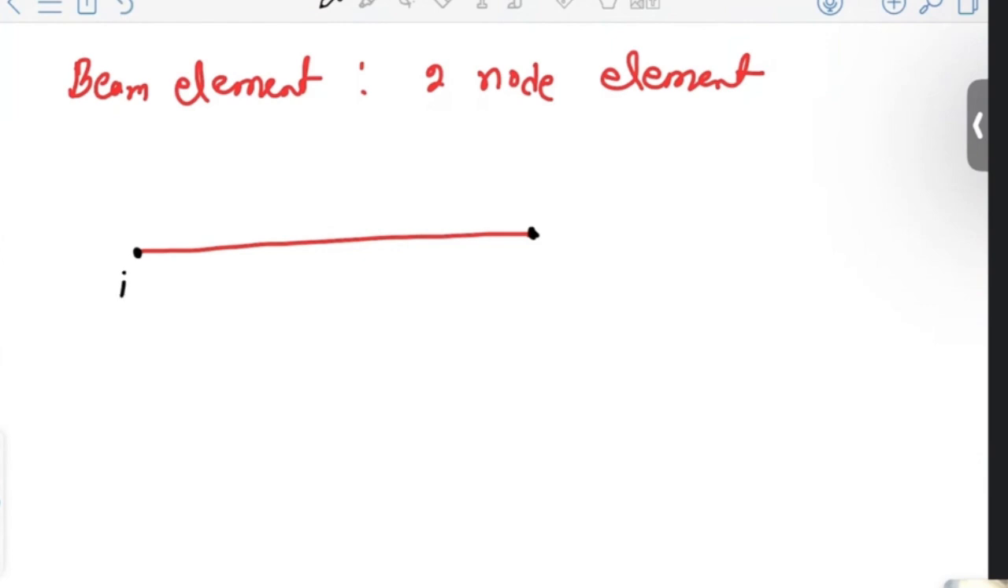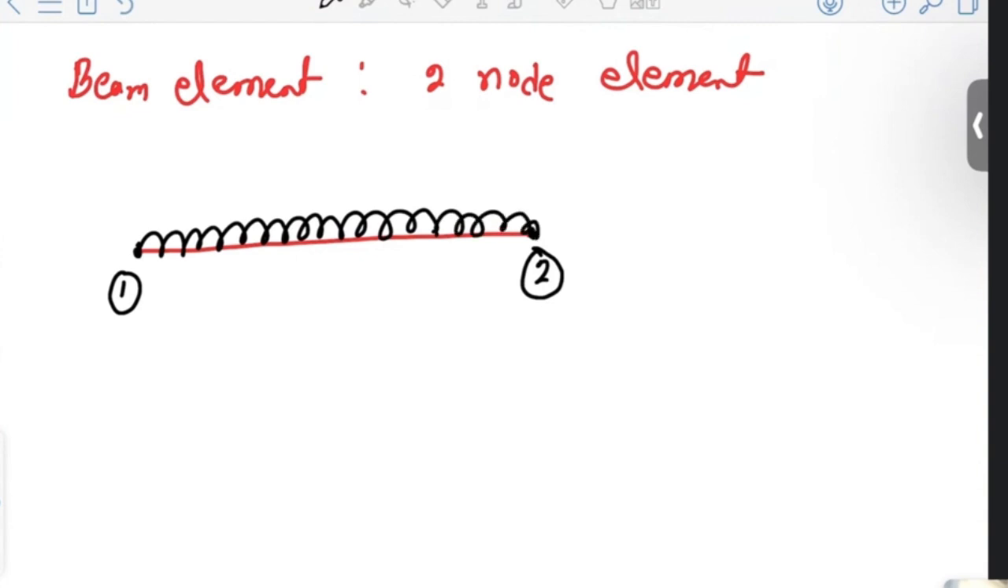Okay. So this is node one, this is node two, and this element is subjected to any type of loading like this. This is loading, Qx, load per meter, Newton per meter. Then each node has 2 degrees of freedom. Sorry, it is having only vertical and rotation degrees of freedom.